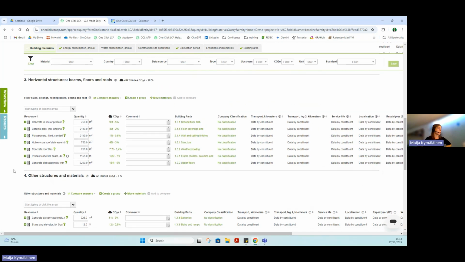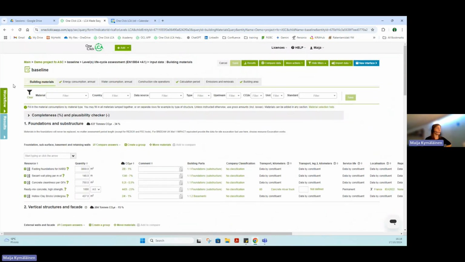When you import from Carbon Designer, if you don't have a design ready that you're incorporating it into, you have to fill in these energy consumptions and calculation periods and building areas. If you are bringing it into a ready-made design, then they are already filled in as you have filled them in before.